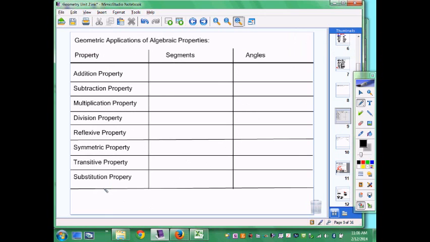These properties, remember I said that they work for all numbers and variables and fractions and decimals and everything. They also work for segments and angles as well. So if I have segments with a length, so AB equals CD, I can add the same length to both sides.